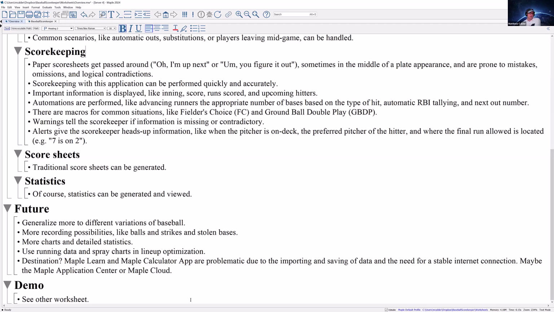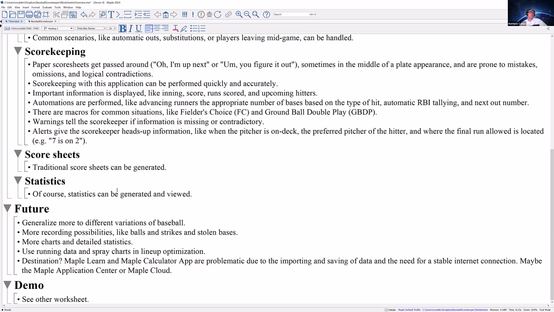Also in slow pitch, there's typically a mercy limit for an inning, like 7 runs. So a common thing you'll do is yell it to the other team, "7's on 2," so that they're aware of that. So the alert will tell you if and where the mercy run is located.